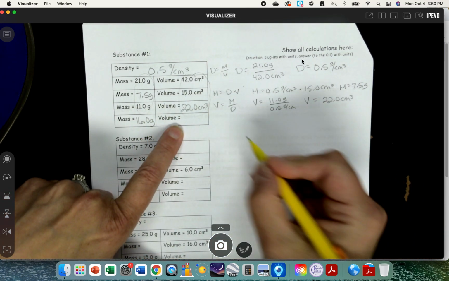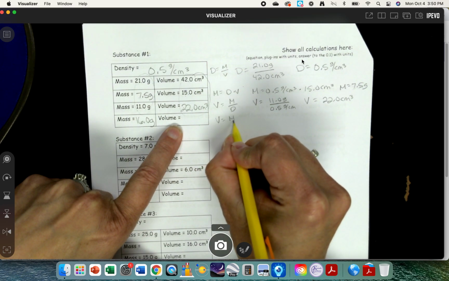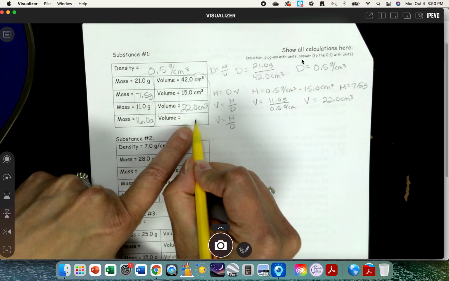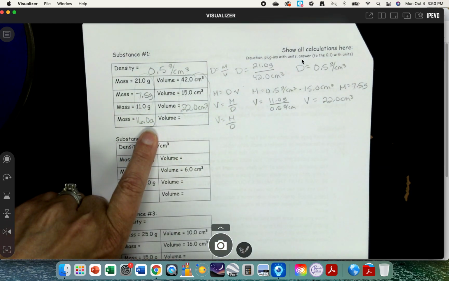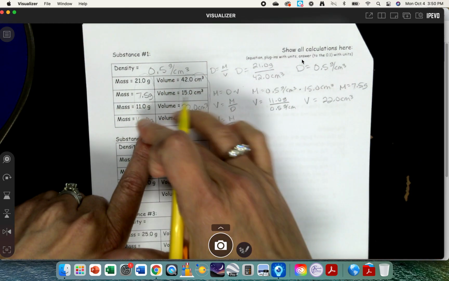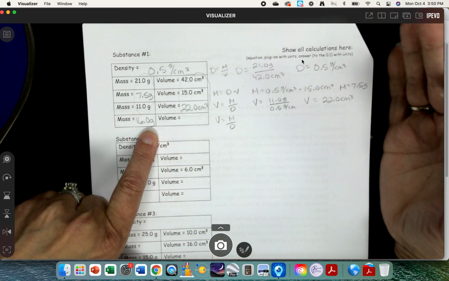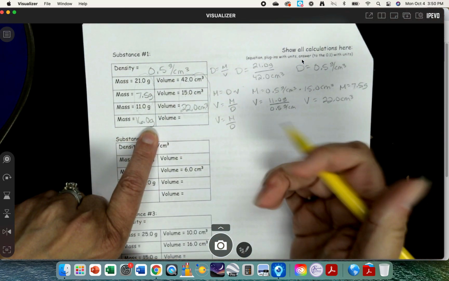So now we're going to solve for volume. Volume is equal to mass divided by density. By the way, you could have picked the volume too and solved for mass. Either way you want to go. You just want to pick something that's not too close to data you already have, and not too high, where you're not going to be able to graph it, because we only have a certain amount of graph space.